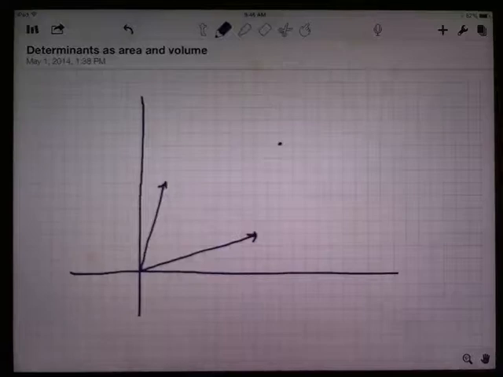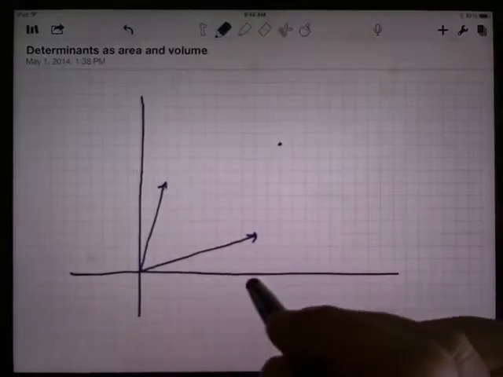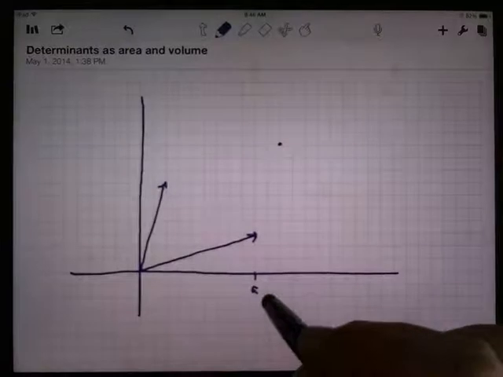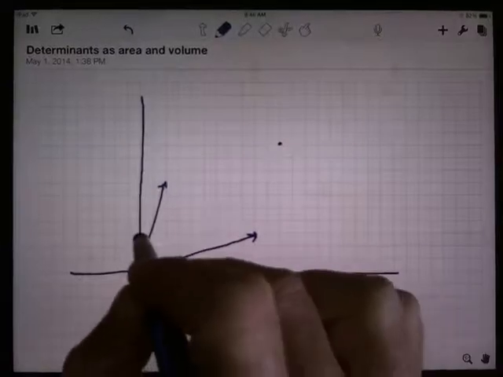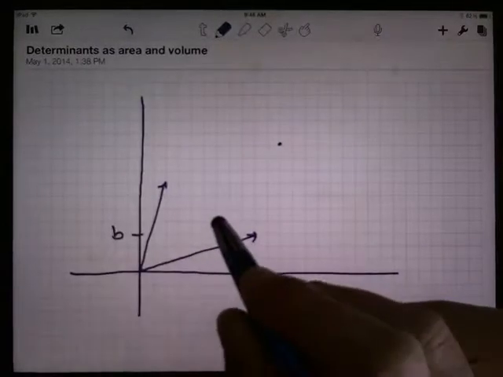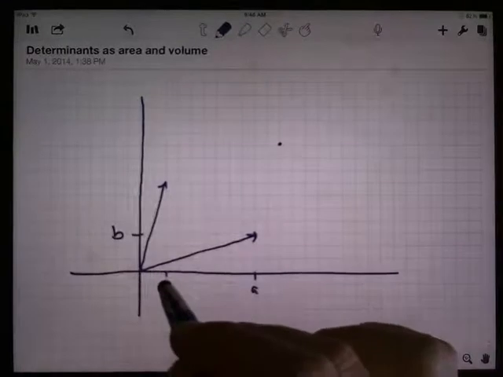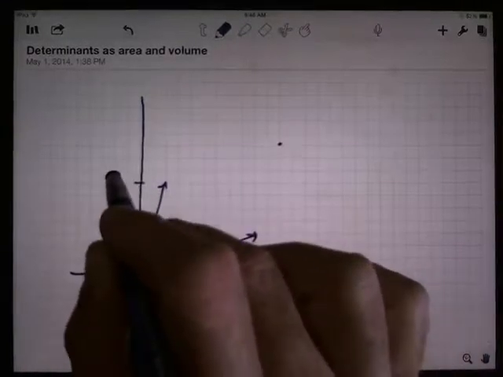What I'd like to do is establish the determinant as something that calculates area in a 2 by 2 case or volume in the 3 by 3 case. So what I have here is two vectors. Let's say this first vector is the vector AB. So that's A and this is B, and then the second vector here is CD.